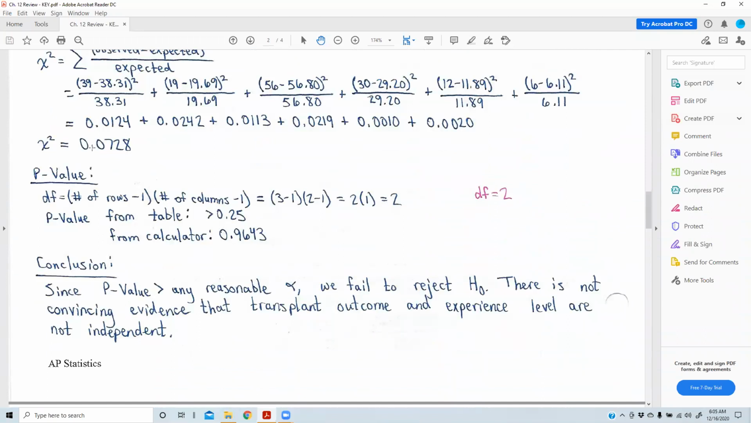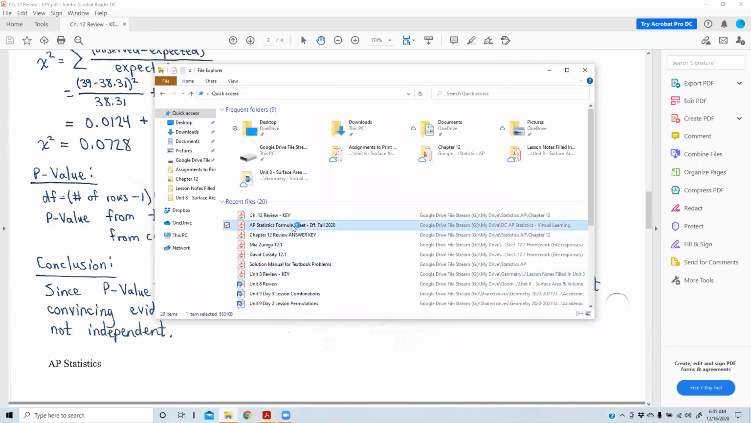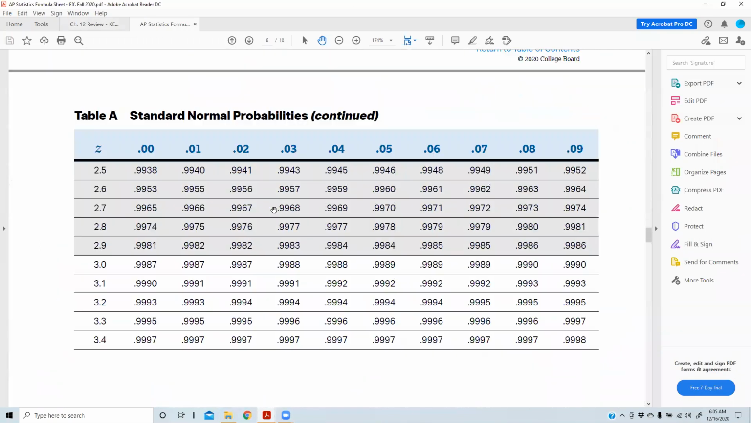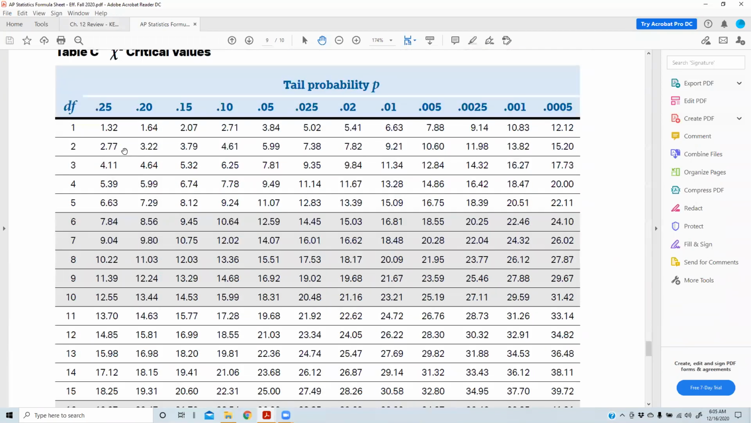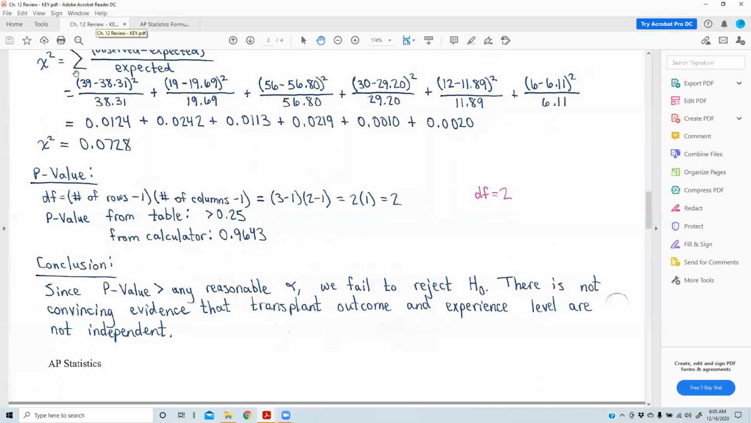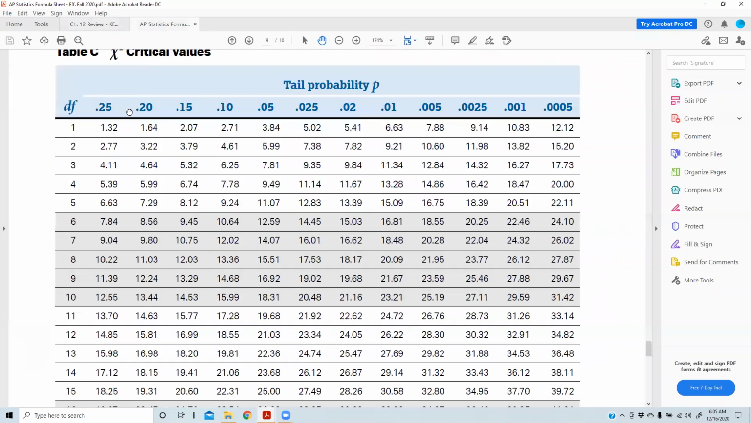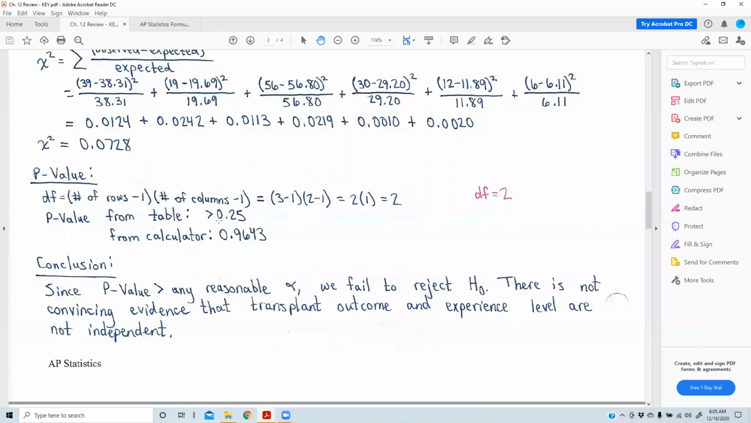So if we take our test statistic and our degrees of freedom, we go and look in our chi-squared table. We have 2 degrees of freedom, so we're going to look at this second row here. Chi-squared value is 0.0728. My smallest critical value is 2.77. So my p-value is going to be greater than 0.25, most definitely. So that's all I get from the table.